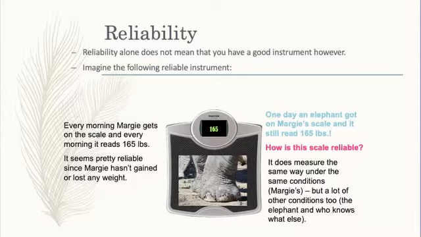Every morning Margie gets on the scale, and every morning it reads 165 pounds. It seems pretty reliable since Margie hasn't gained any or lost any weight. One day an elephant got on the scale and it read 165 pounds. Is this scale reliable? Probably not.